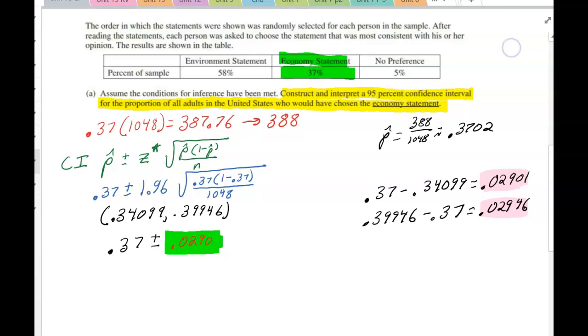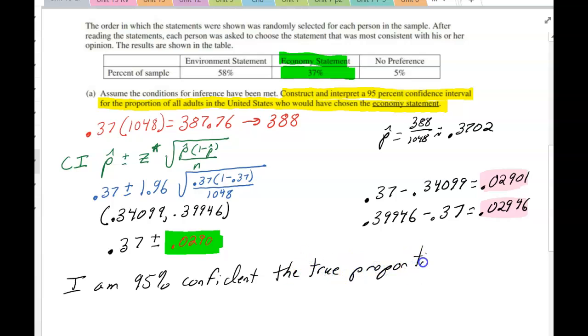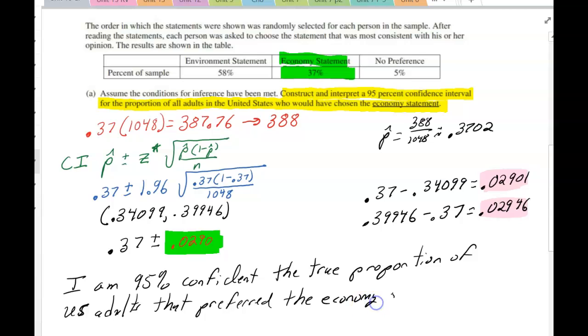So then what does this mean? This means I am 95% confident the true proportion of U.S. adults that preferred the economy statement is between 0.34099 and 0.39946.